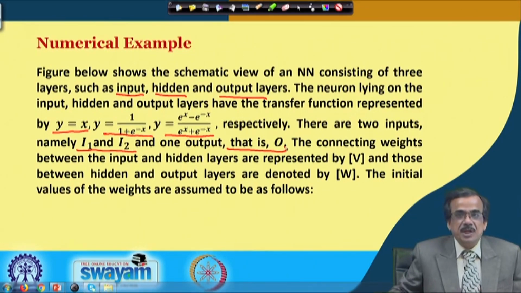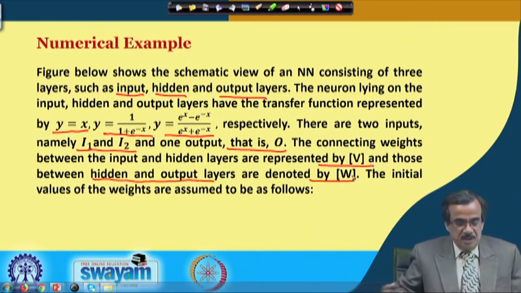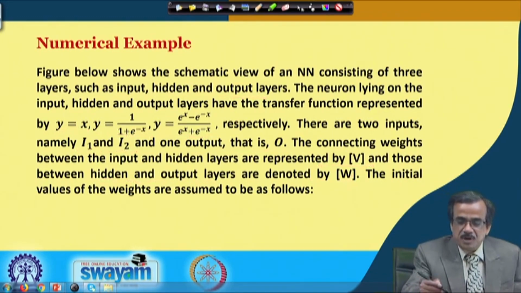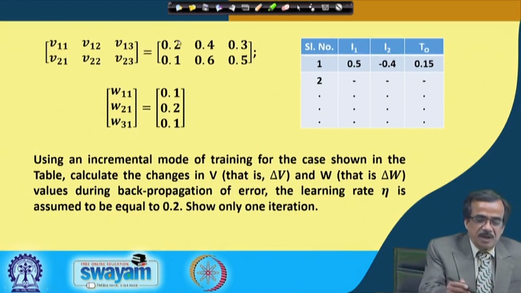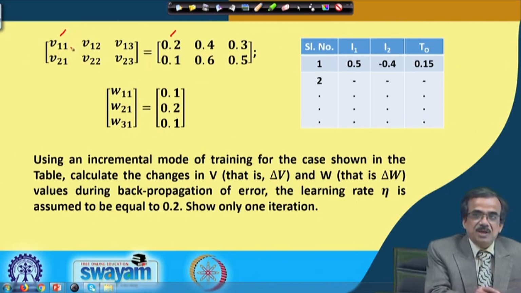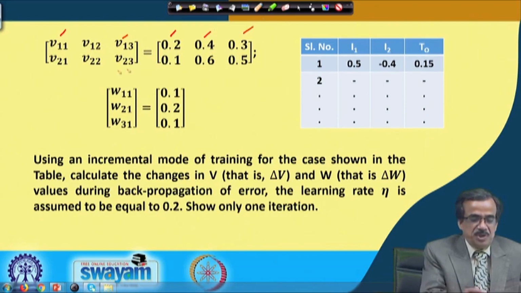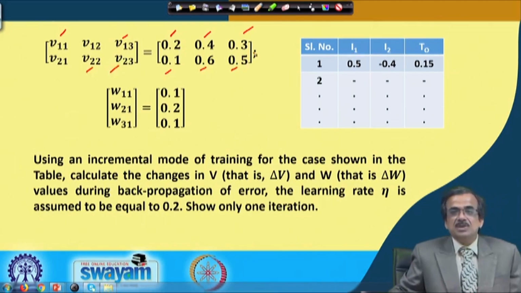The connecting weights between the input and the hidden layers are denoted by V, and those between the hidden and output layers are denoted by W. The initial values of these connecting weights are shown here. V11 is 0.2, that means the connecting weight between the first input neuron and the first hidden neuron is 0.2. Similarly, V12 is 0.4, V13 is 0.3, V21, between the second neuron on the input layer and the first neuron on the hidden layer, is 0.1, V22 is 0.6 and V23 is 0.5.